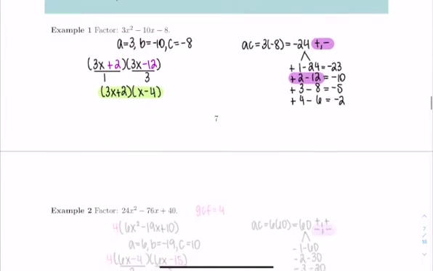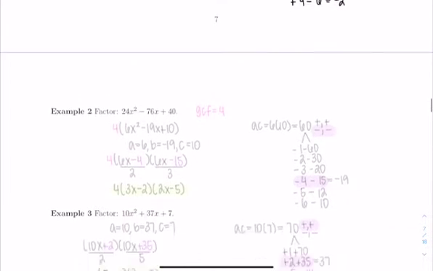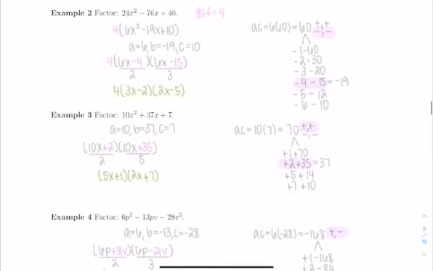Let's go ahead and try another one. Example number 2, we have 24x squared minus 76x plus 40. First thing I'm looking for is a GCF, which I know I'll be able to take something out because they are all even, so I know I at least can take a 2 out, but I can take something a little bigger out. I can take a 4 out. So when I take a 4 out, I have 6x squared minus 19x plus 10. And so now we want to use the Berry method on 6x squared minus 19x plus 10.